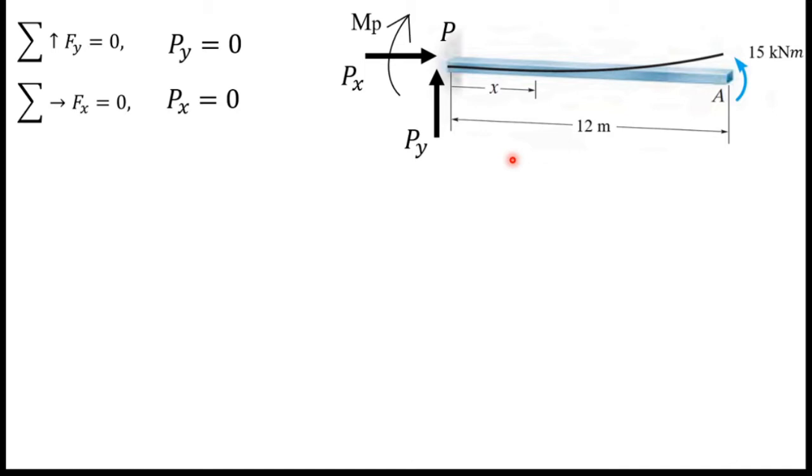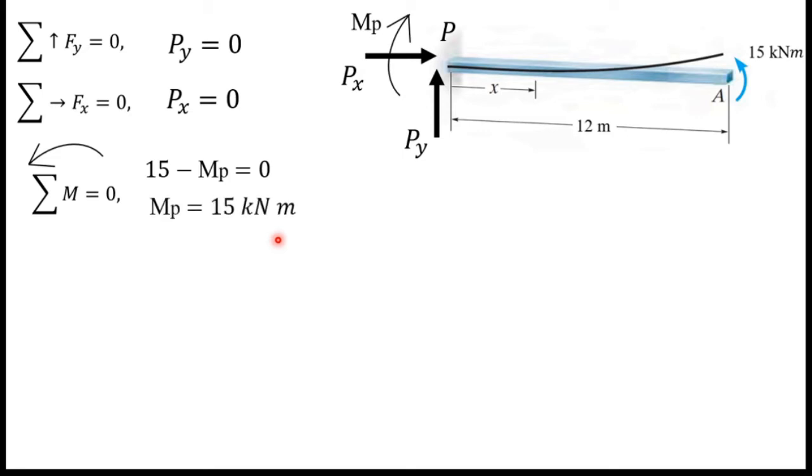Next I am going to take the moments. Since there are no support reactions, I can take moments at any point of this beam. If I take moments in the counterclockwise direction, I will have 15, which is this moment, minus MP. MP is this moment, and it is in the clockwise direction. Therefore I put a minus sign here. I consider counterclockwise direction. So if I simplify this, I can get MP equals 15 kilonewton meters.